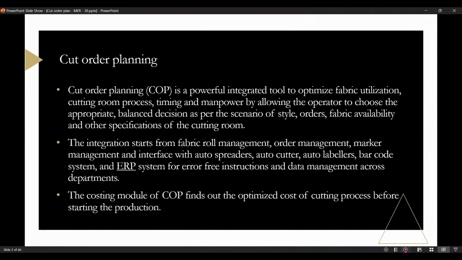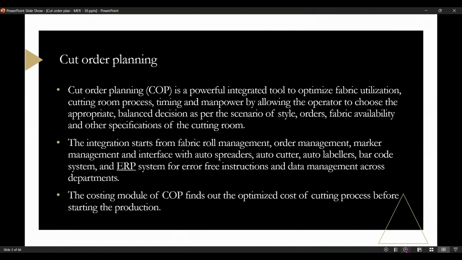Cut order planning. Cut order planning (COP) is a powerful integrated tool to optimize fabric utilization, cutting room process, timing and manpower by allowing the operator to choose the appropriate, balanced decision as per the scenario of style, orders, fabric availability, and other specifications of the cutting room.